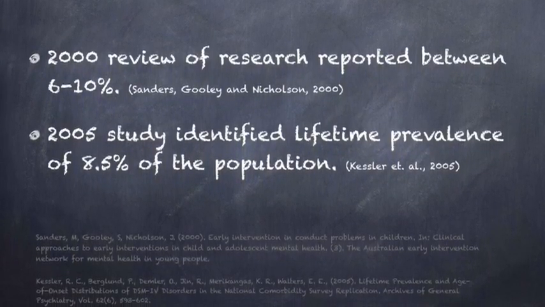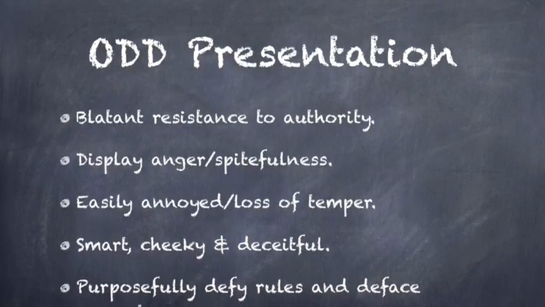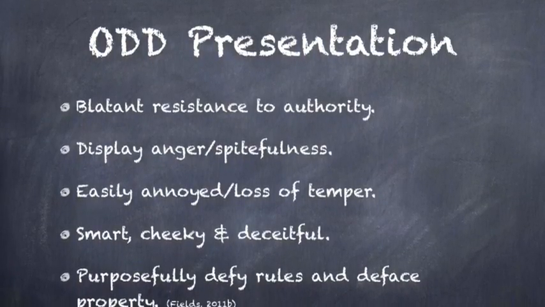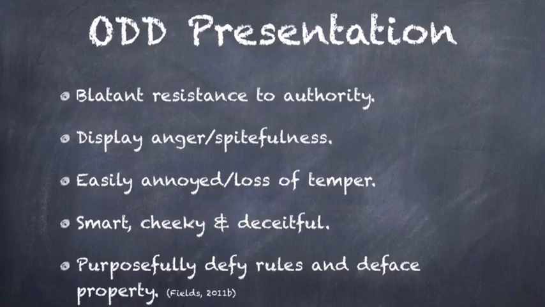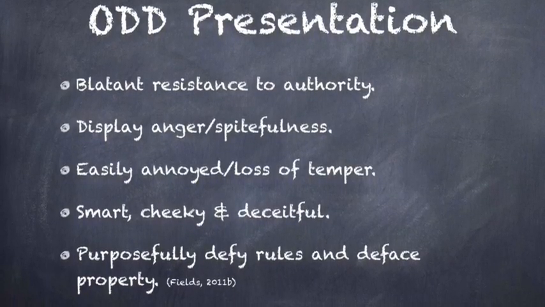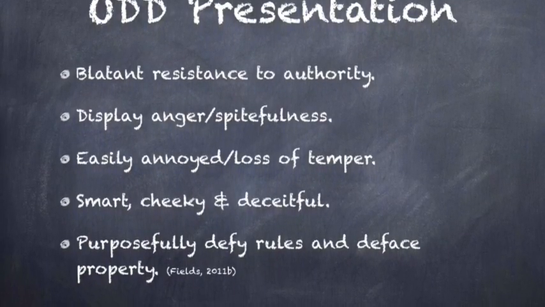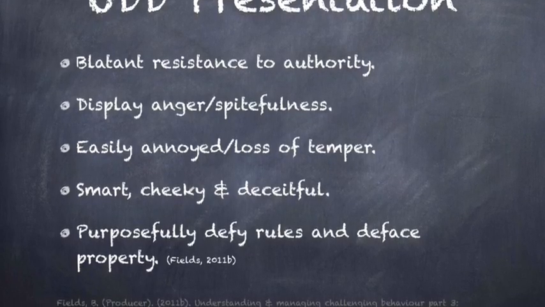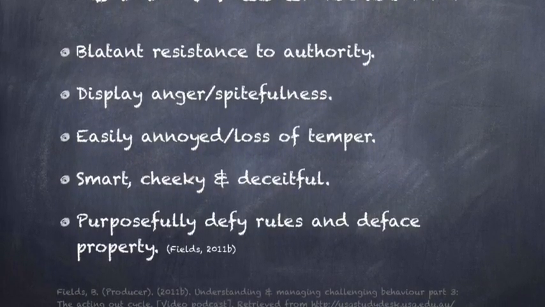Students who present as oppositional defiant have a blatant resistance to authority. They can display anger and spitefulness. They're easily annoyed and lose their tempers frequently. They can be smart and cheeky. They lie. They deliberately break school rules and annoy classmates, and they purposely destroy or deface school property.